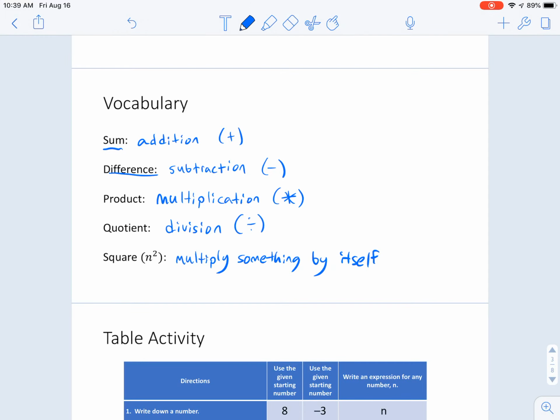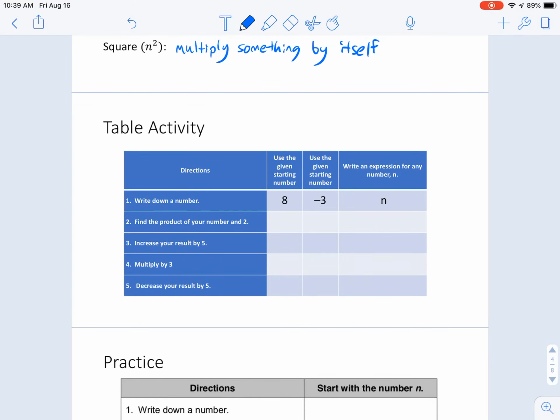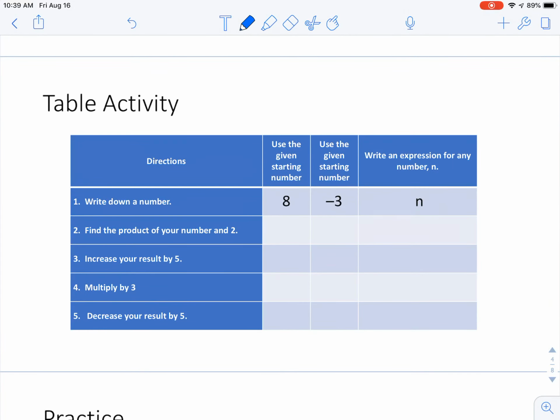Okay? So now we're going to slide into this table activity. This is really the biggest focus of day one. You'll see the day one homework involves a lot with this table, and this is something that shows up on the quiz and the test. What we're using this table for is just an organized way to perform some different operations. At the beginning, we're going to do it for a number.